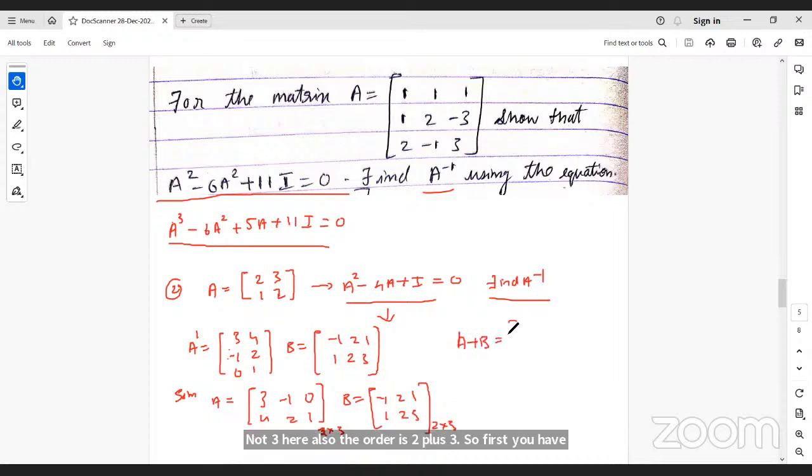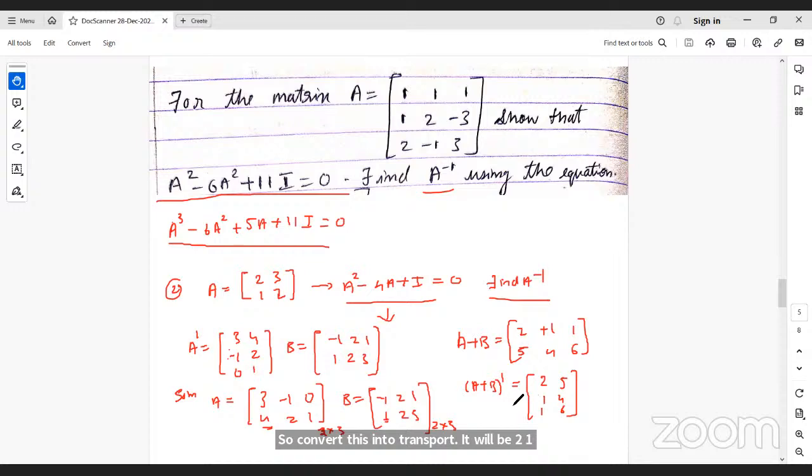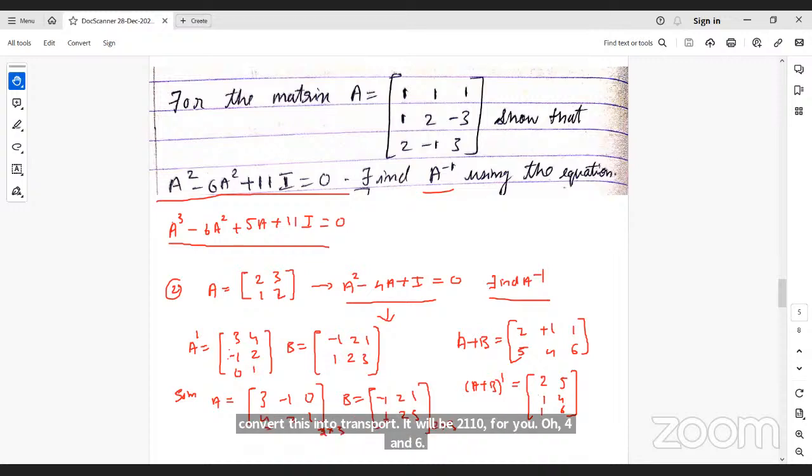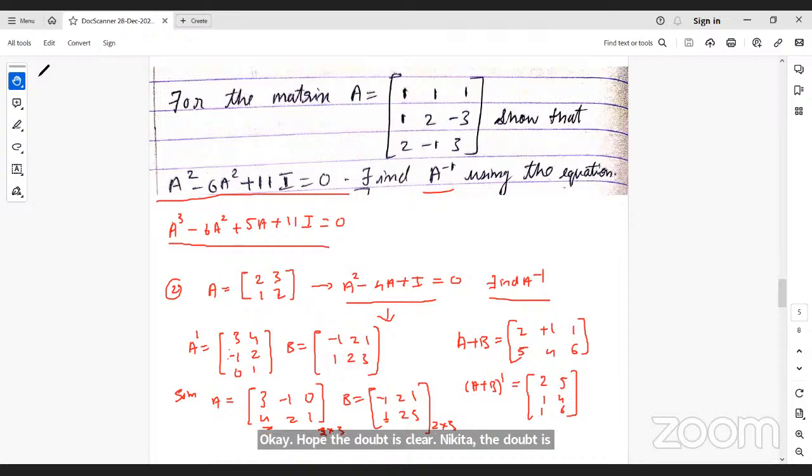You just have to add the corresponding elements. 3 minus 1 is 2. Minus 1 minus 2 will be minus 3. Wait, as spoken: minus 1 minus 2, it will be plus 1. Then 0 plus 1 is equal to 1. Similarly, 4 plus 1 is equal to 5. Then 2 plus 2 is equal to 4, and 5 plus 1 is equal to 6. And they have asked us to calculate the transpose. So convert this into transpose. It will be 2, 1, 1, 5, 4 and 6. Hope the doubt is clear. Nikita, the doubt is clear? So this is how we can add it.